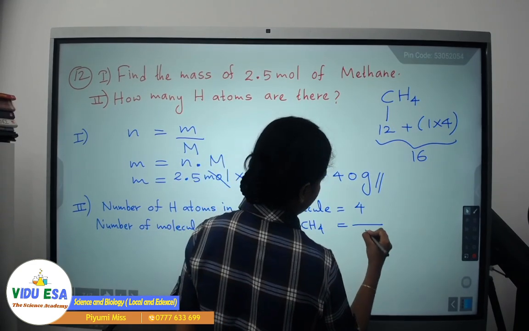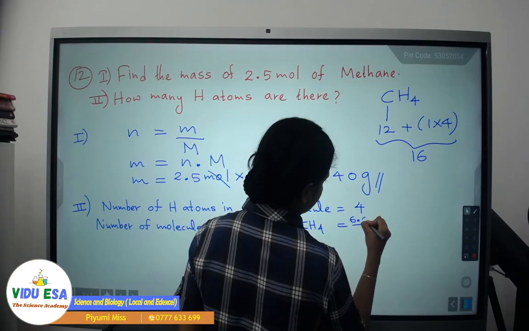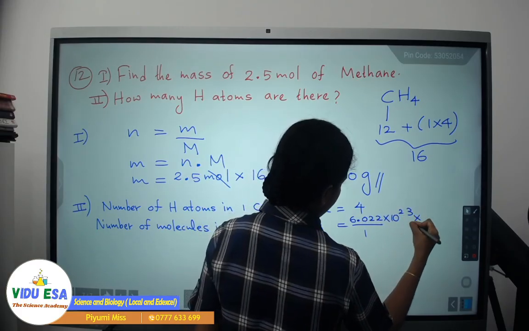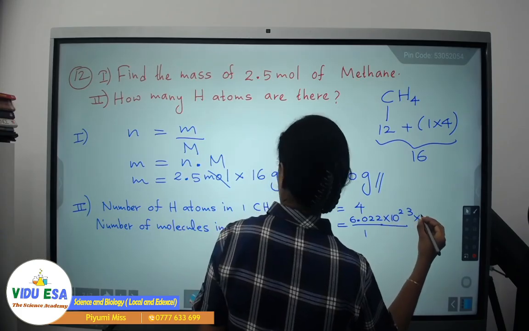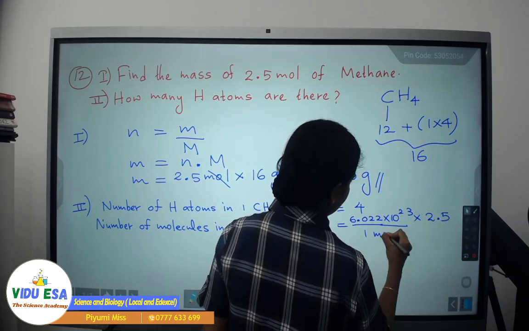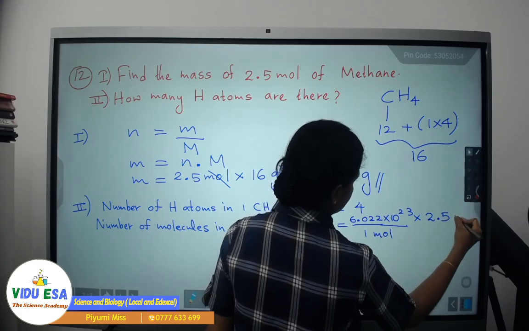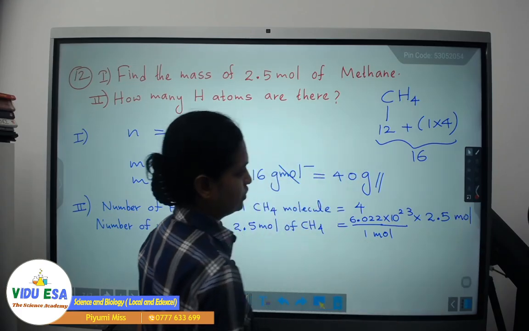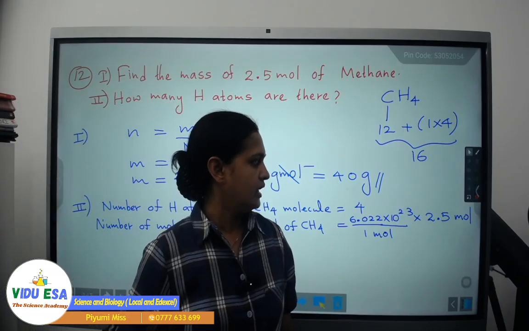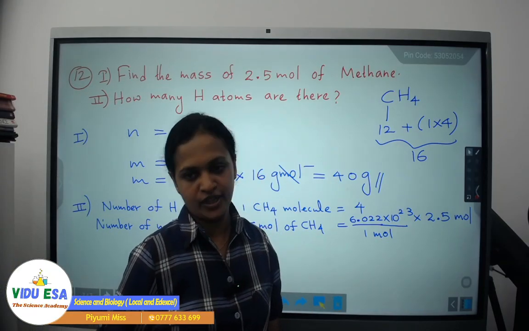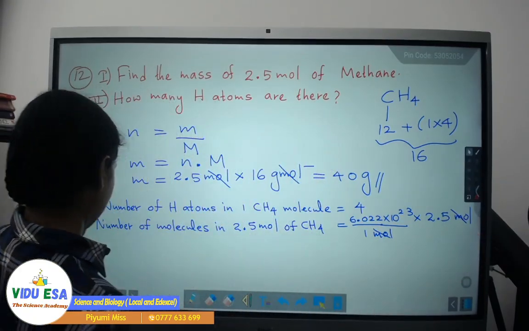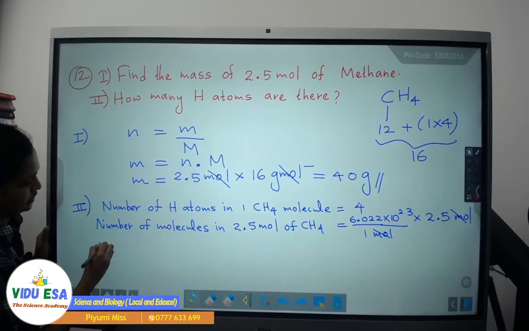In 1 mole, Avogadro constant. In 2.5 moles, in 1 mole, Avogadro number of molecules. In 2.5 moles, again, 6.022 into 2.5 into 10 to the power 23. Right?